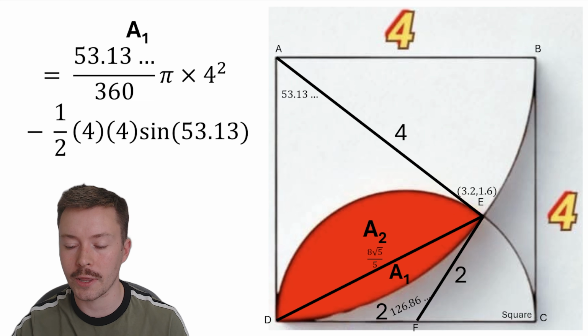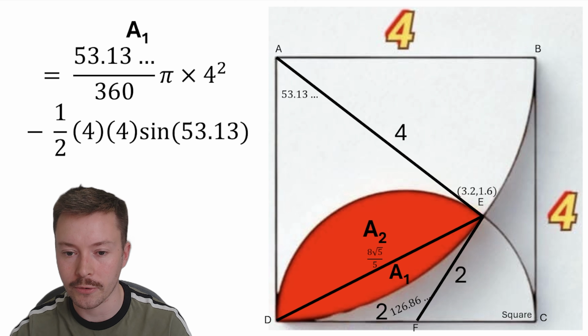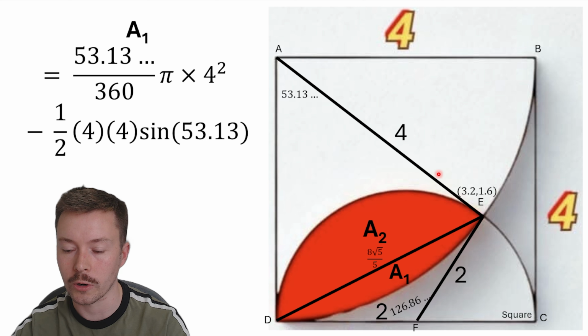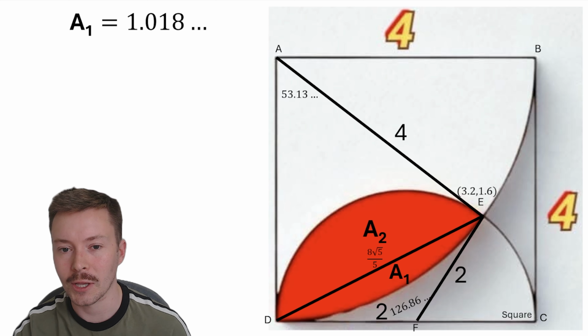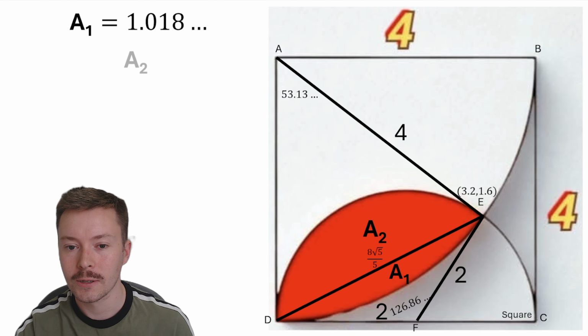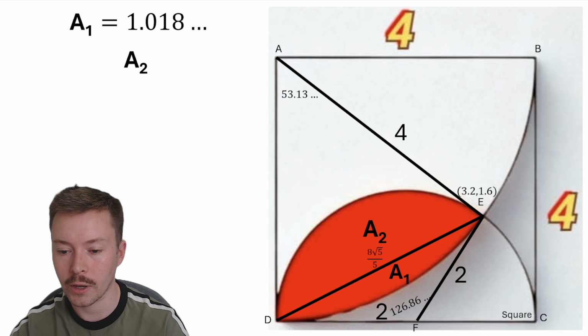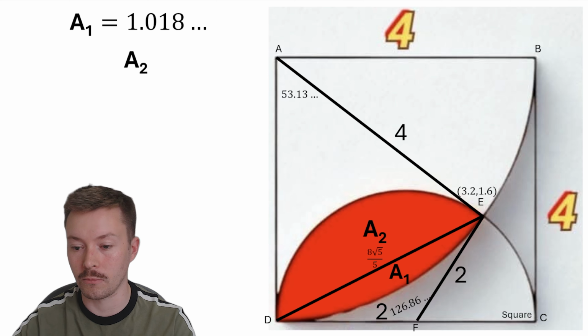Sorry, I said take away the area of the triangle DFE. It's not DFE, excuse me. It is this triangle ADE, because we are working out A1. So we want to do the area of the sector, take away the area of the triangle. Gives you A1. I got it the wrong way around. I'm going to do that bit in a second. So that's 1.018.